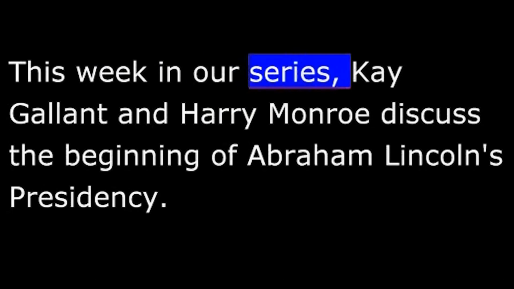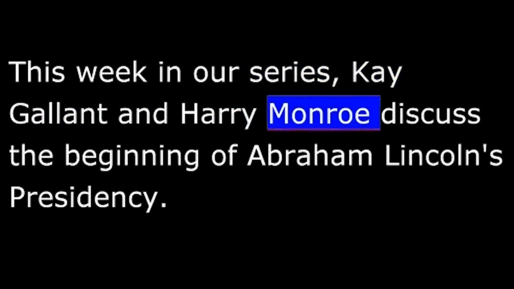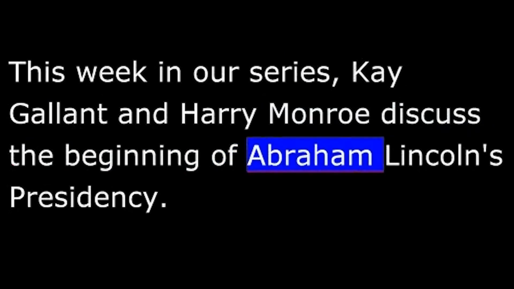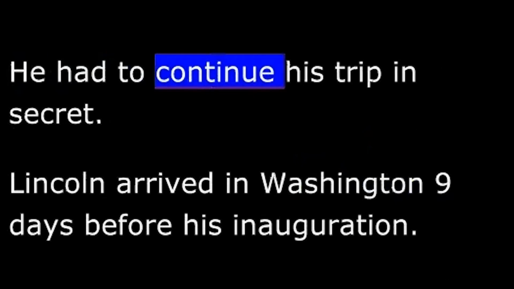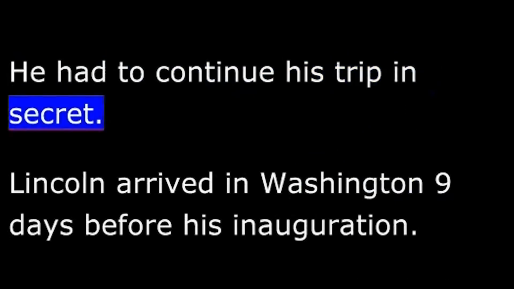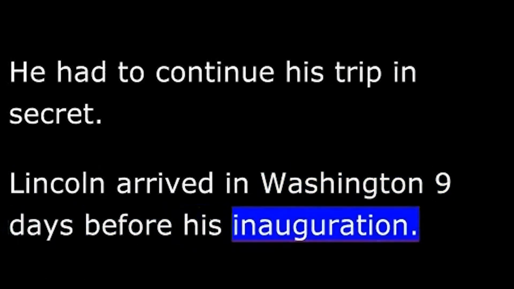This week in our series, Kay Gallant and Harry Monroe discuss the beginning of Abraham Lincoln's presidency. President-elect Lincoln traveled by train from his home in Illinois to Washington, D.C. Along the way, he stopped to make speeches. As he got closer to Washington, he was warned that a mob was planning to attack the train. He had to continue his trip in secret. Lincoln arrived in Washington 9 days before his inauguration.